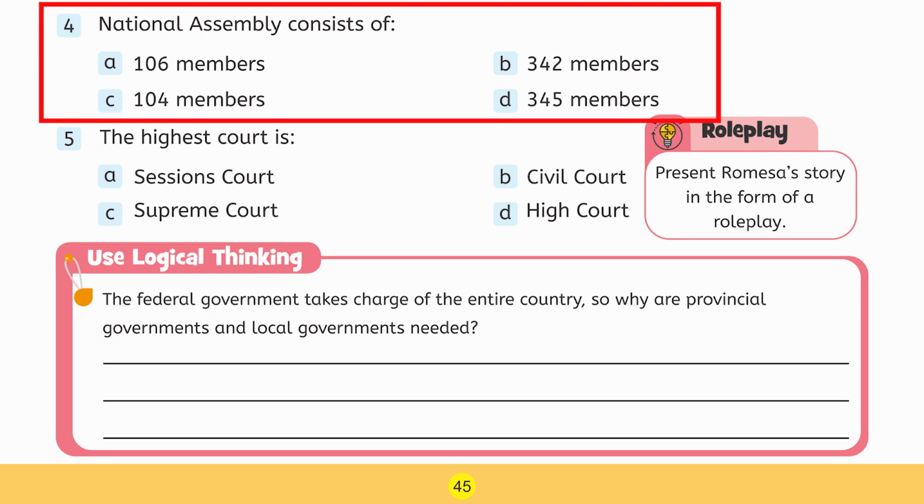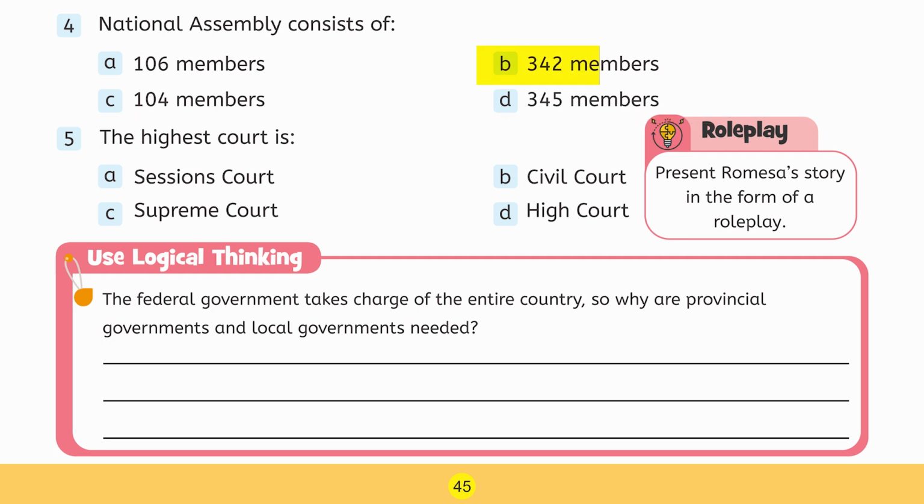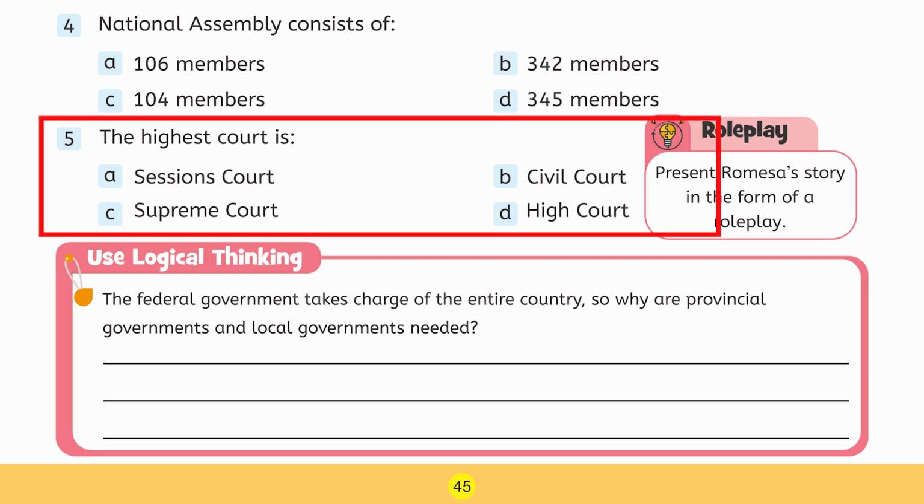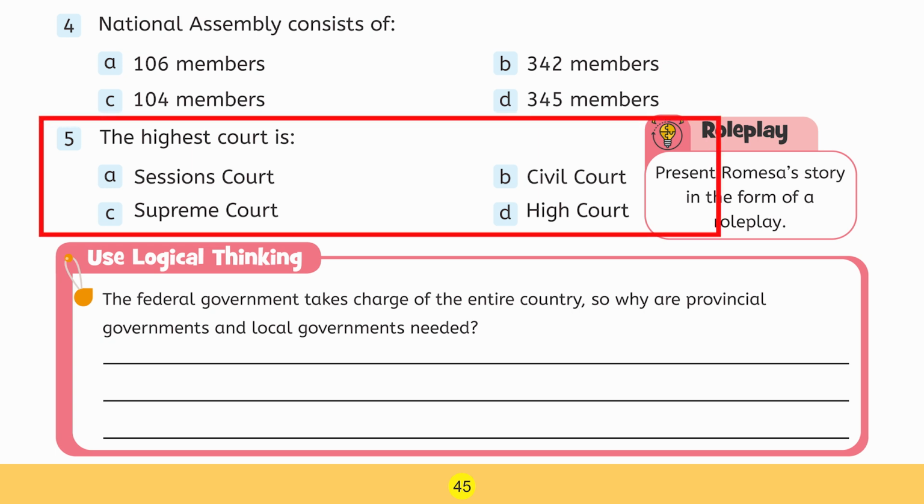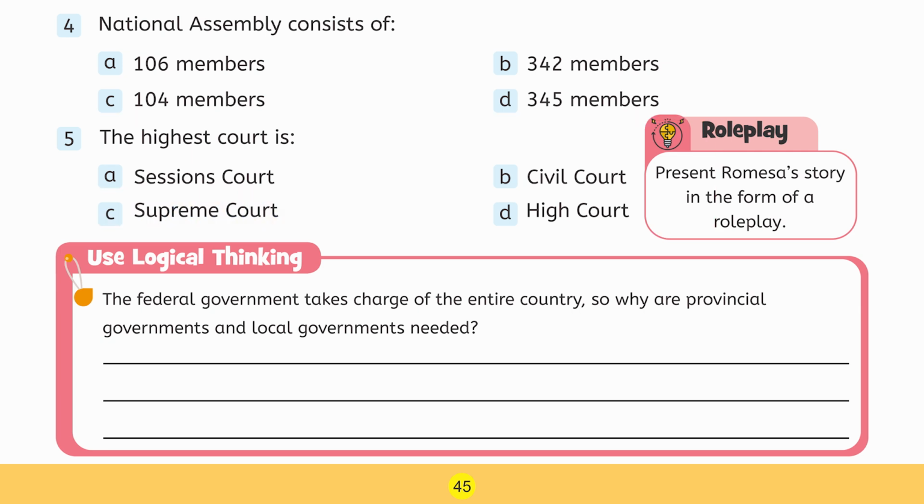Next is National Assembly consists of option A 106 members, option B 342 members, option C 104 members, option D 345 members. So the correct option is option B 342 members. Next is the highest court is option A Session Court, option B Civil Courts, option C Supreme Court, option D High Court. So the correct option is option C Supreme Court.